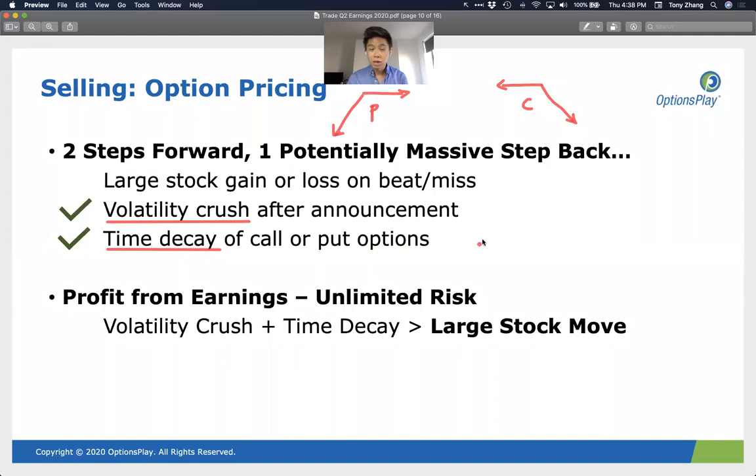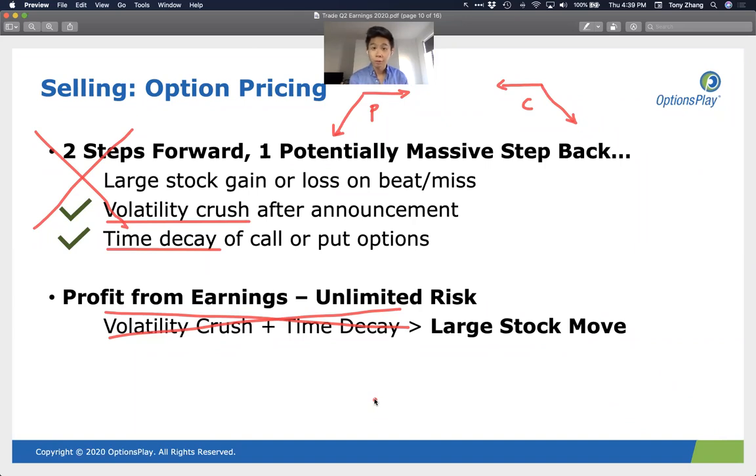So one of the challenges with selling options is that, yes, you have volatility crush working in your favor, you have time decay working in your favor, and if the stock moves in your favor, then you have 3 things working in your favor, which is great. However, if you get the direction wrong, you get this one really large thing working against you that is going to offset what you've gained in terms of volatility crush and time decay. So it's not that selling options is necessarily bad going into earnings. It's just that you are exposing yourself to a lot more risk.